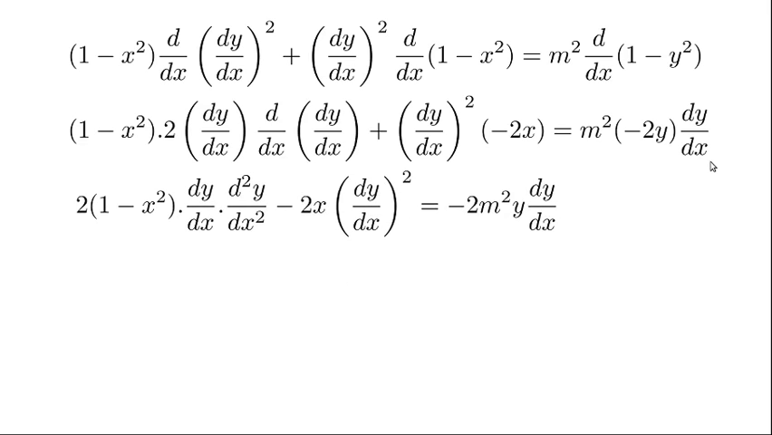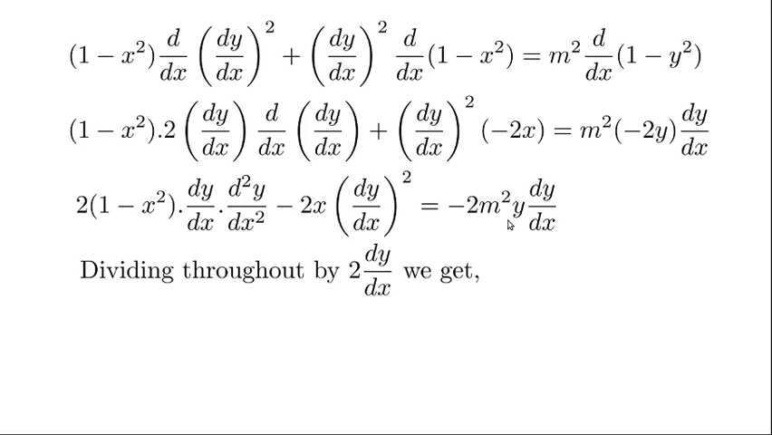So it works out to be 2 times (1 minus x square) dy/dx into d square y by dx square. d/dx of dy/dx is d square y by dx square. And this term is as it is, minus 2x into (dy/dx) whole square, and in fact this is also as it is. So now 2 dy/dx is seen throughout as a common factor. So dividing throughout by 2 times dy/dx, we get the required result.